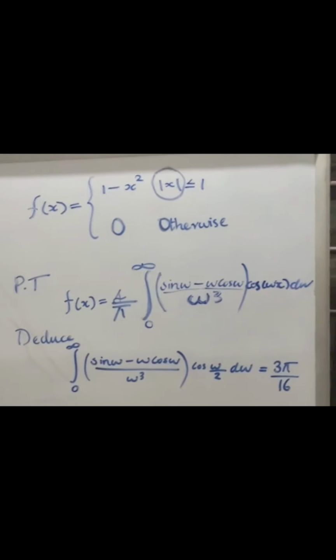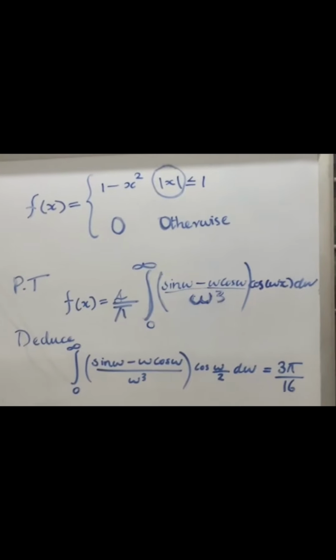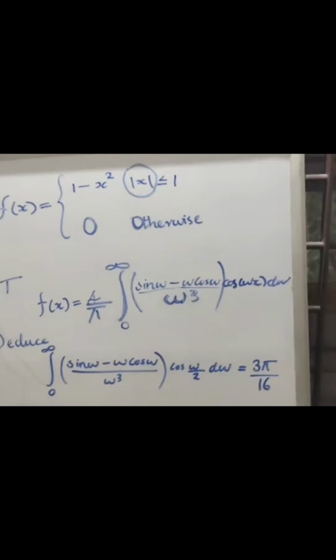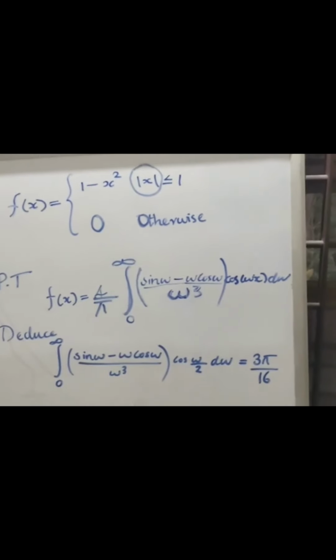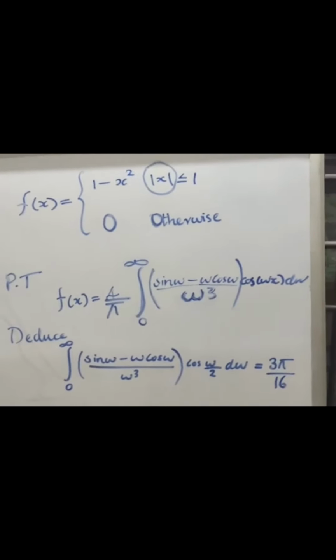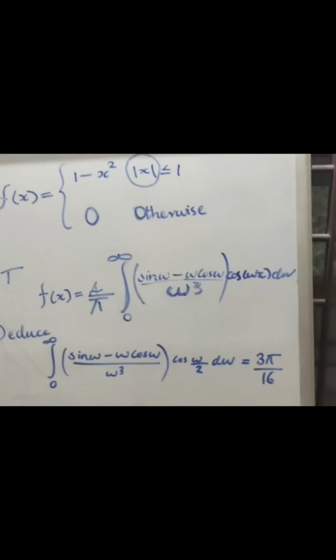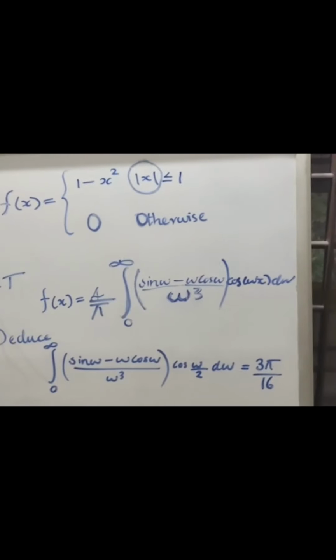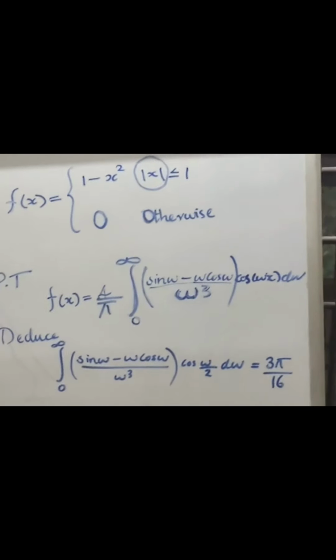We have to prove that f(x) = (4/π) ∫ from 0 to ∞ of (sin ω - ω cos ω)/ω³ · cos ωx dω. Also, we want to deduce that the integral from 0 to ∞ of (sin ω - ω cos ω)/ω³ · cos(ω/2) dω = 3π/16.